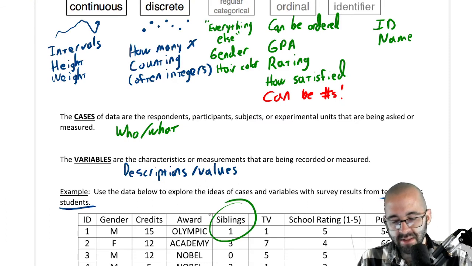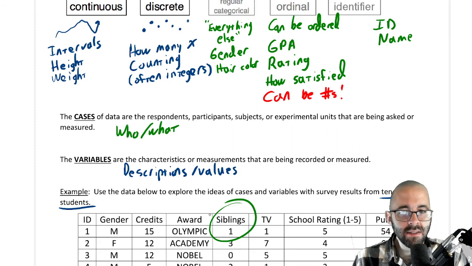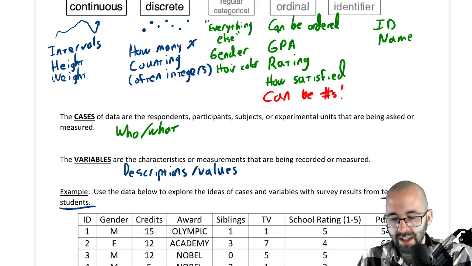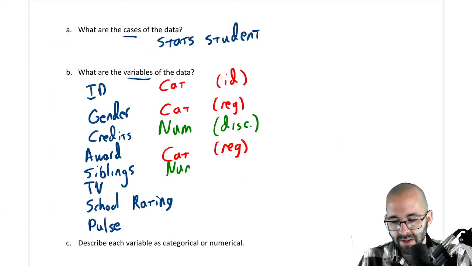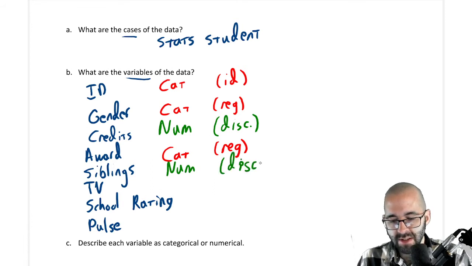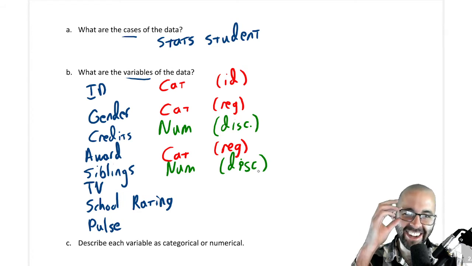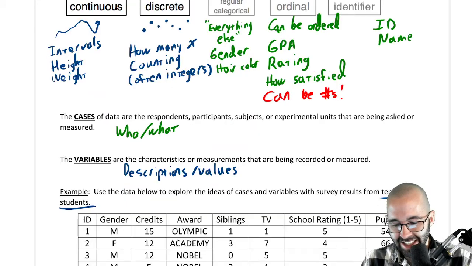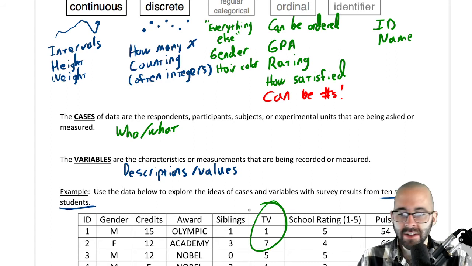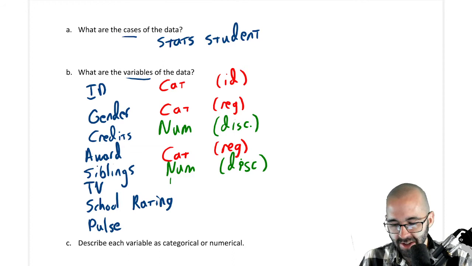Next up is siblings. That's a number. Does adding or subtracting make sense? If I have one sibling and I add 4 more, I have 5 siblings. Yeah. And again, it's going to be discrete. So we are not going to have 2.5 siblings. I mean, we say half brother or half sister, but that's not what we're talking about here. Okay. This is discrete. All right. TV. It's a number. Does adding or subtracting these numbers make sense? I have one TV. I got another TV, and now I have 2 TVs. Okay. So yeah, this is also going to be numerical, no fractional TVs. It's going to be discrete.